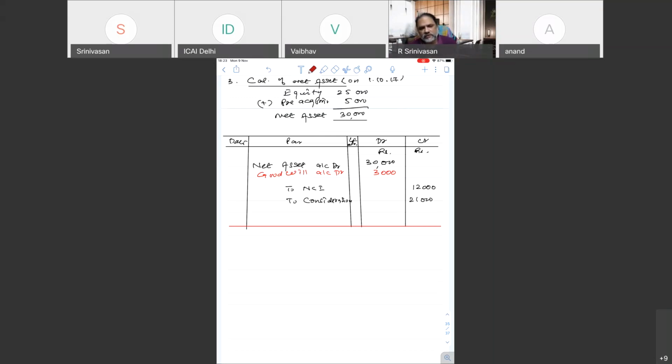So consideration plus non-controlling interest minus net asset, if you get a negative figure, that will be gain on bargain purchase. If you are getting a positive figure, then that will be goodwill. So credit side is more than the debit side, so it is a goodwill. So the balancing figure coming in the debit side is goodwill. If you are getting the balancing figure in the credit side, then that will become the gain on bargain purchase.